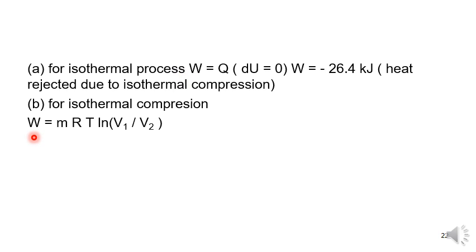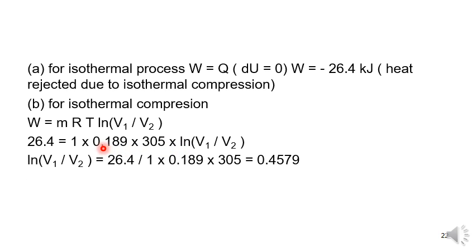So we know the W value, m value, R value, and temperature value. The temperature they gave is 305 Kelvin. We don't know the individual values of V1 and V2, so substitute all the values here and we will get the ln V1 by V2 value. So 26.4 divided by 1 into 0.189 into 305 becomes 0.4579. So ln V1 by V2 is this value.